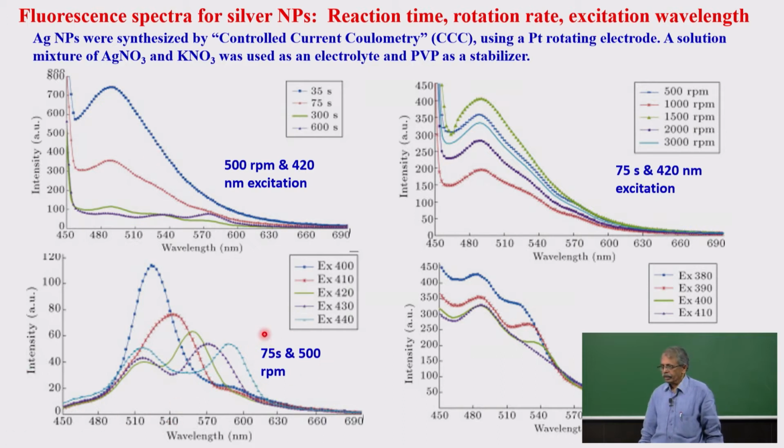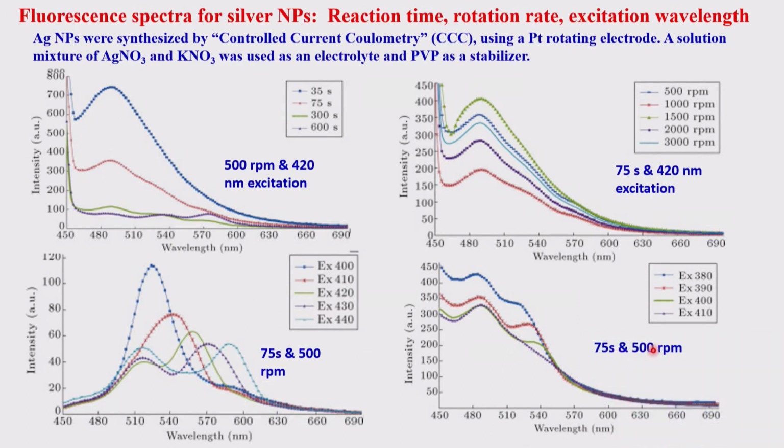Now if you fix the reaction time at 75 seconds and the rotation at 500, what is the excitation effect? That is seen in the left bottom panel. You have this at 400, this at 410, this at 420, 430, 440. You can see the emission spectra moving from somewhere around 510, 520 to almost 580, 590. So you can make a variety of fluorescent silver nanoparticles, and you can get a variety of different kinds of tuning. These all depend on the conditions, how you control them.